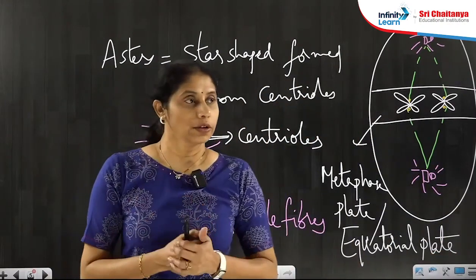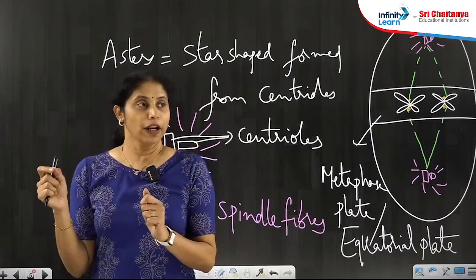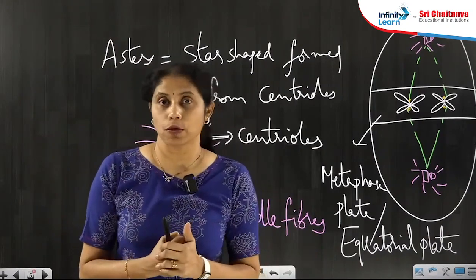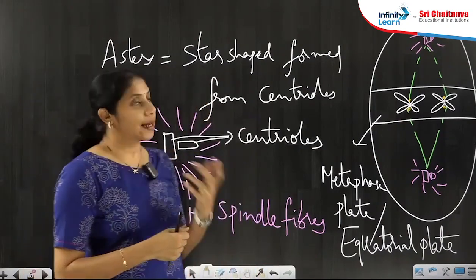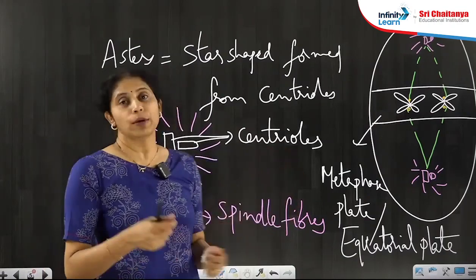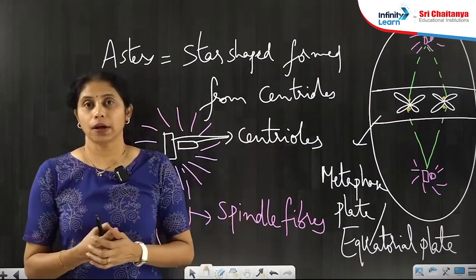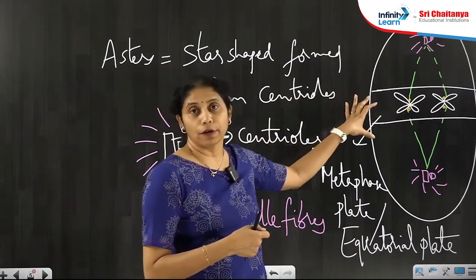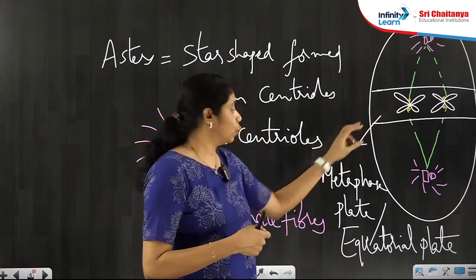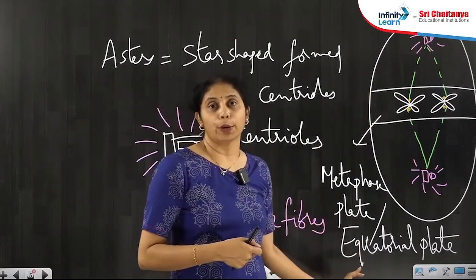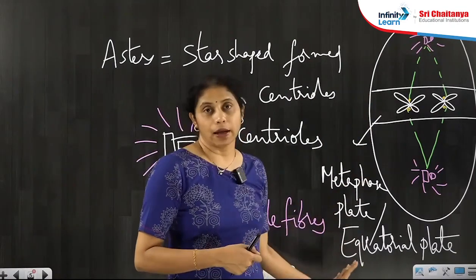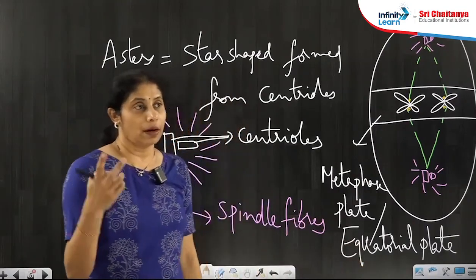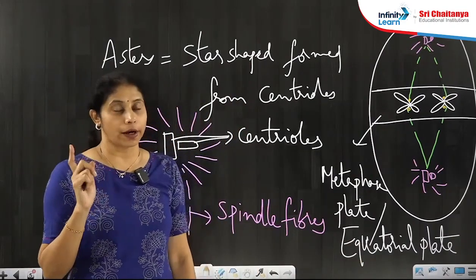So first event, attachment of the spindle fibers to the kinetochores of the chromosomes in the metaphase. Second event, the spindle fibers will be contracting and relaxing so that all the chromosomes will be brought exactly to the center of the cell or equator of the cell to form the metaphase plate or equatorial plate. This is the second event. So two events will happen, attachment of spindle fibers to kinetochores.